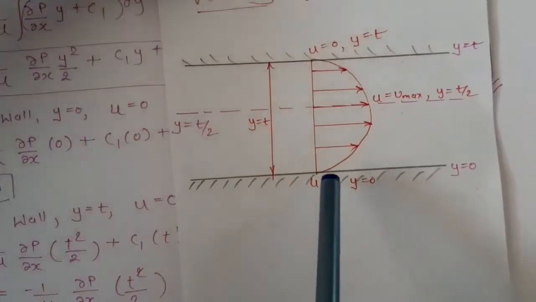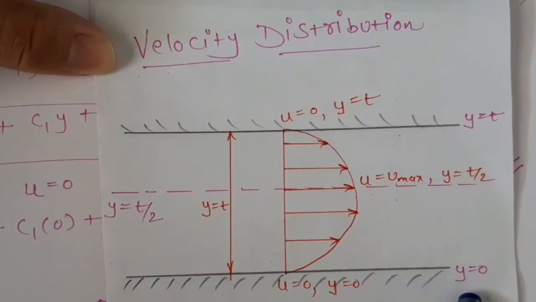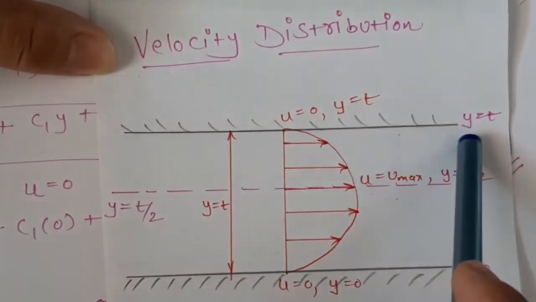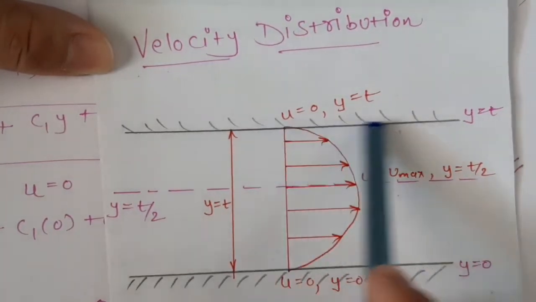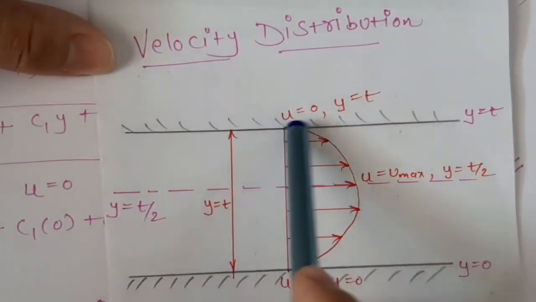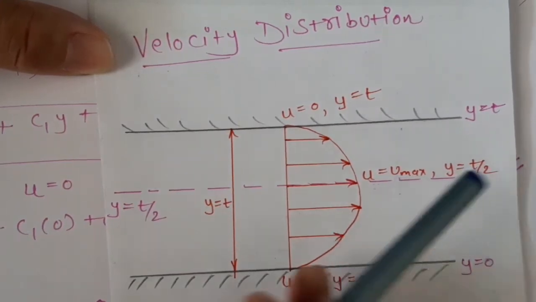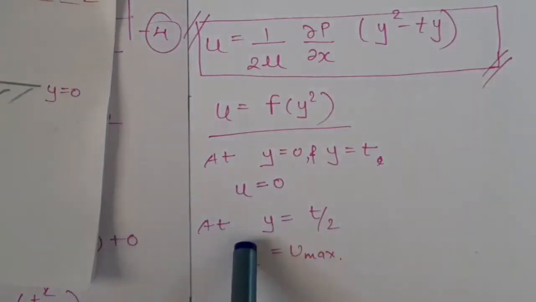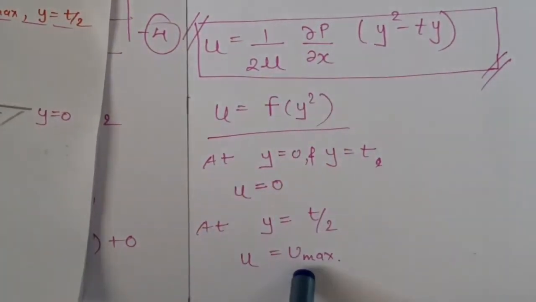So this is the velocity distribution. These are the plates: the first plate is at y equals 0 and the other, upper plate is at y equals t. At y equals t we get u equals 0, and at y equals 0 we get u equals 0. And for the maximum, if we put y equals t by 2 in the above equation, we get u equals maximum, that is u max.